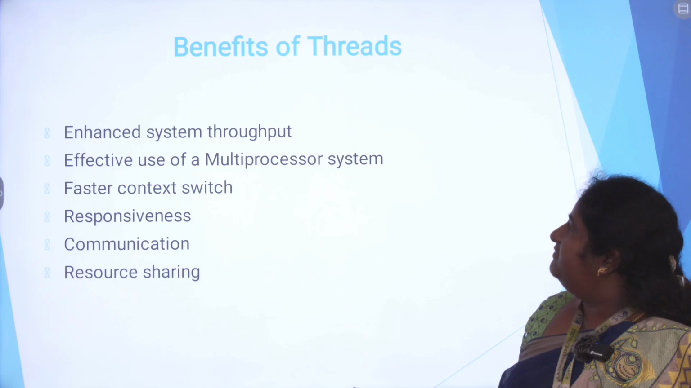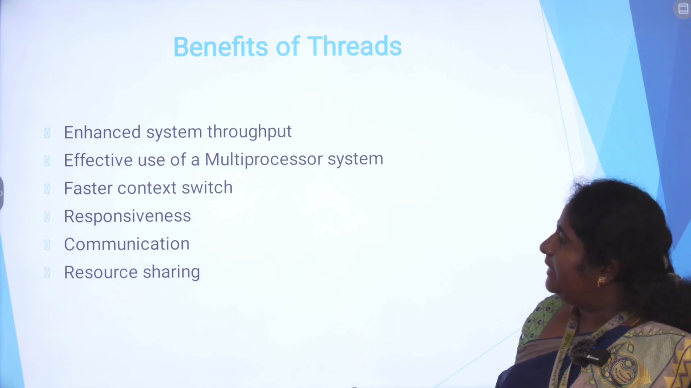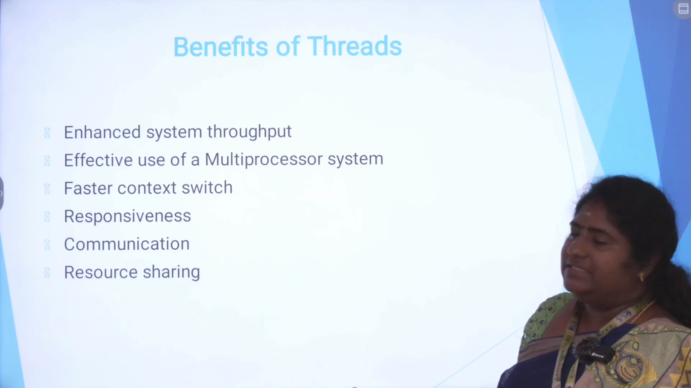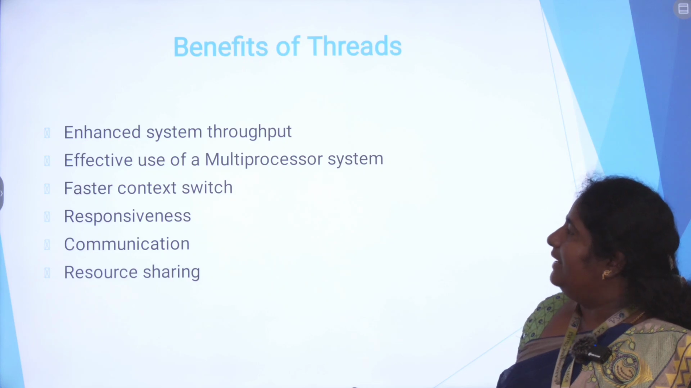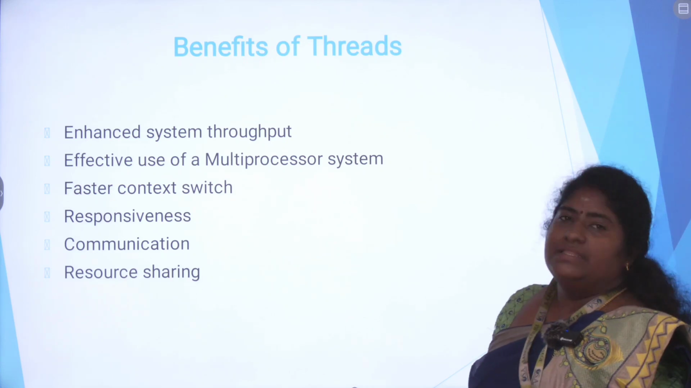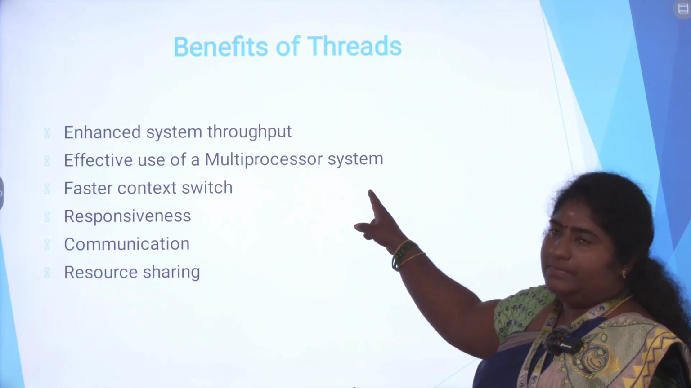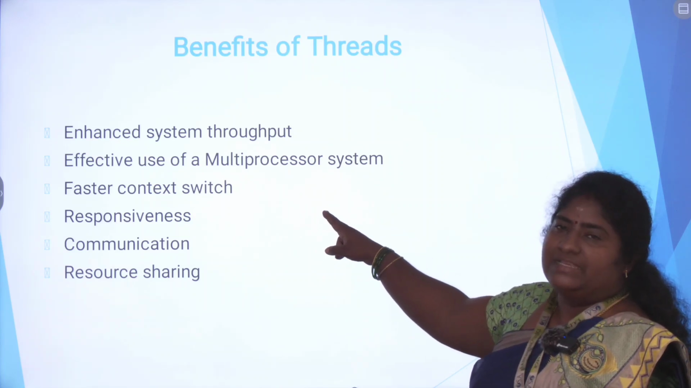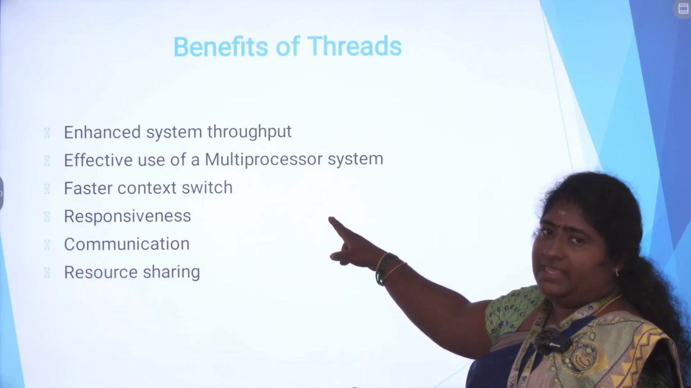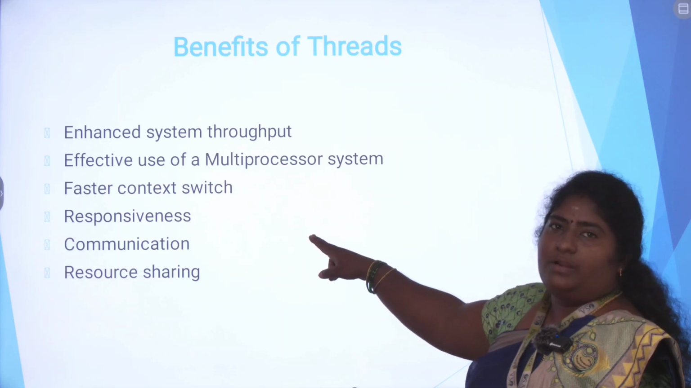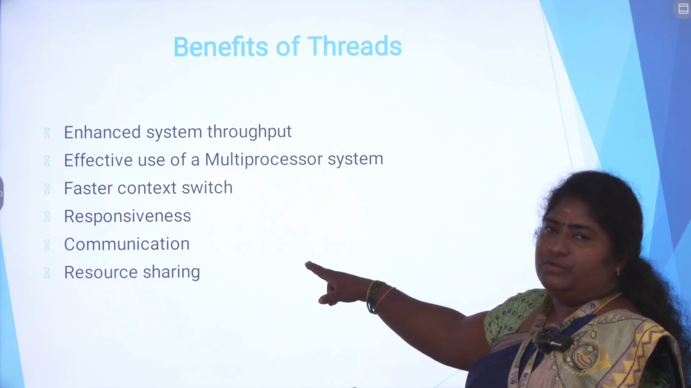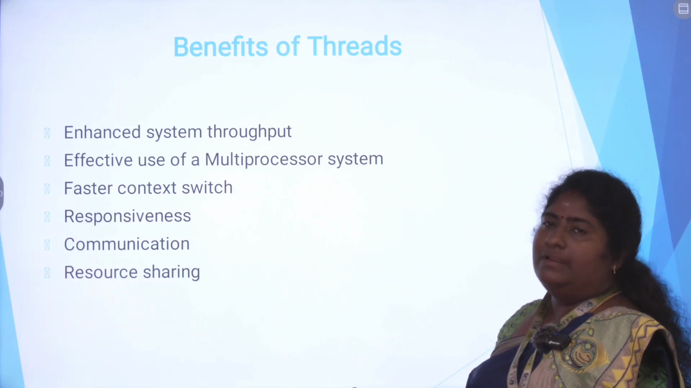So, benefits of threads. There are basically 6 benefits of using threads. The first one is enhanced system throughput. The second is effective use of multi-processor systems. The third is that it increases the speed of context switching. The fourth is responsiveness. The fifth is communication, and the sixth is resource sharing.